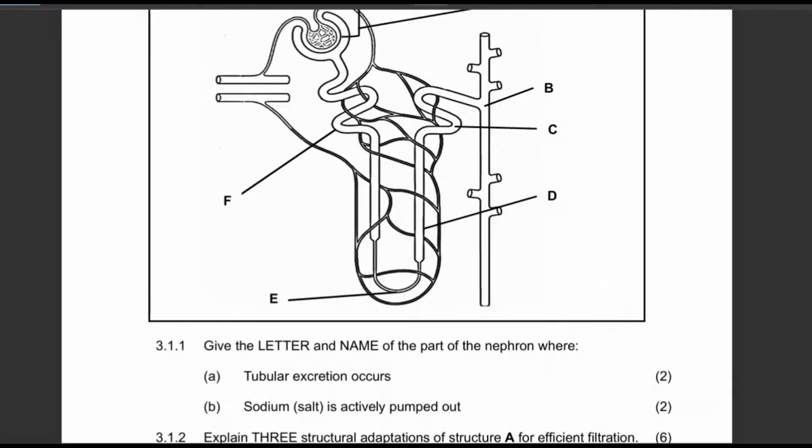All right. So the first question, give the letter and the name of the part of the nephron where tubular excretion occurs. So tubular excretion, we are talking about removing waste substances from the blood into the tubules. So that will definitely take place at C. So the letter is C over here, and that is the distal convoluted tubule. So you get a mark for the letter and a mark for the name. Now, there was accommodation for this question. If learners selected B, collecting duct, they also got a mark for it. Let me not complicate things. Yeah, they also got a mark for it.